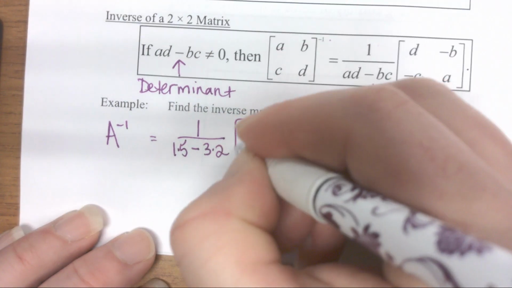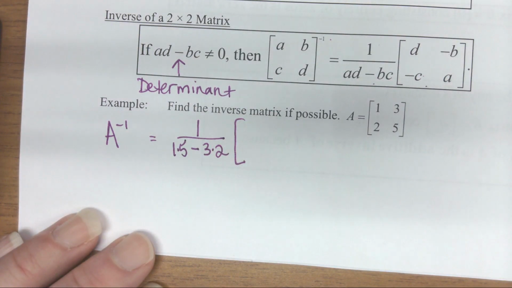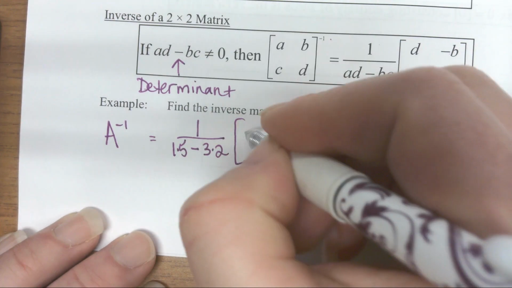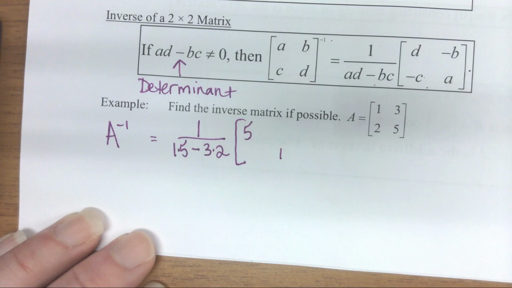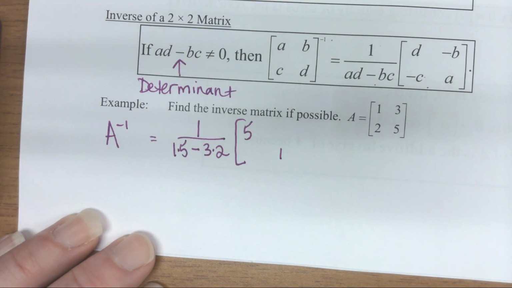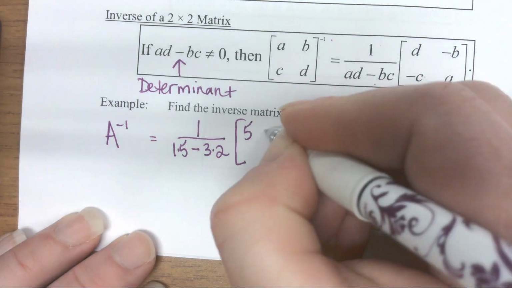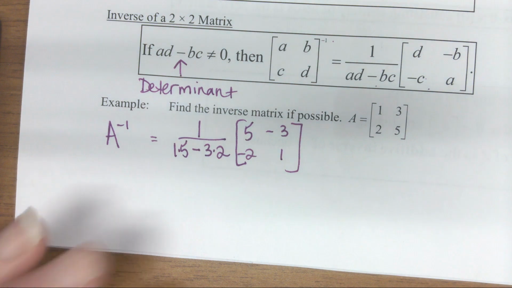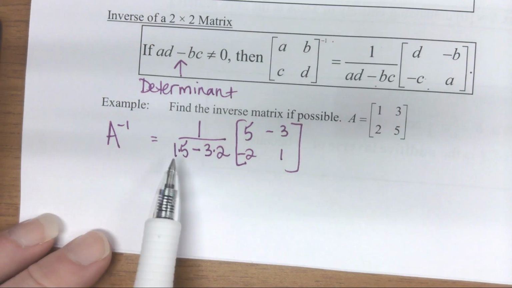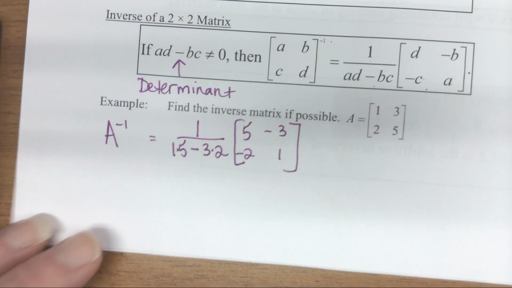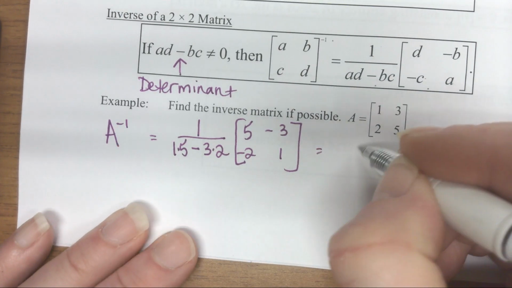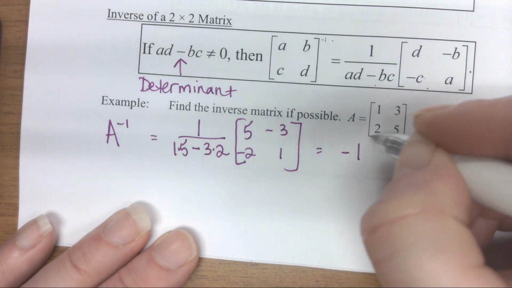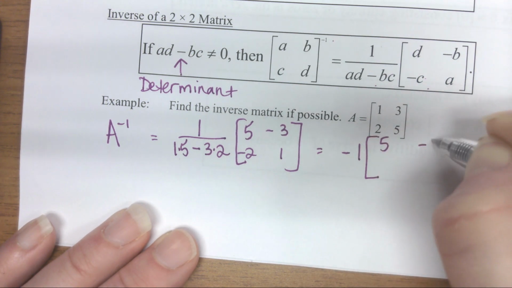I'm then going to take that fraction and multiply by the matrix where I flip the A and D around, so I'm going to put the 5 here and the 1 here. And then I'm going to make B and C opposites, so -3 and -2. How are we doing so far? Okay. All right, what is 5 minus 6? So this is 1 divided by -1, which is just -1, right? Times 5, -3, -2, 1.